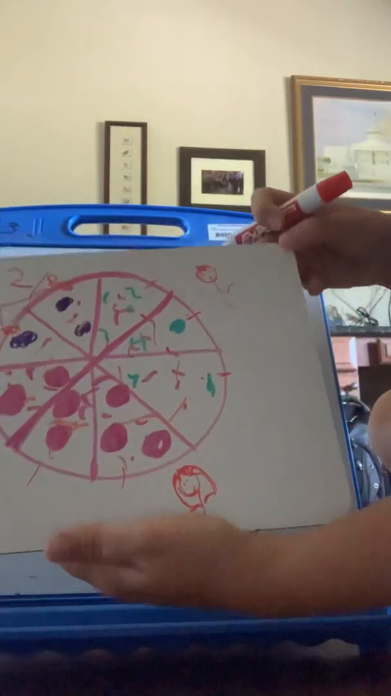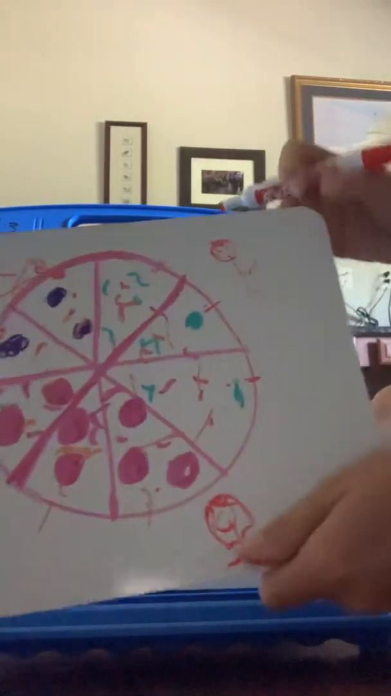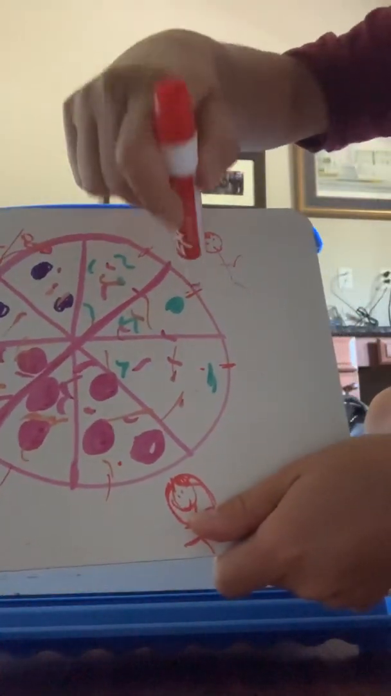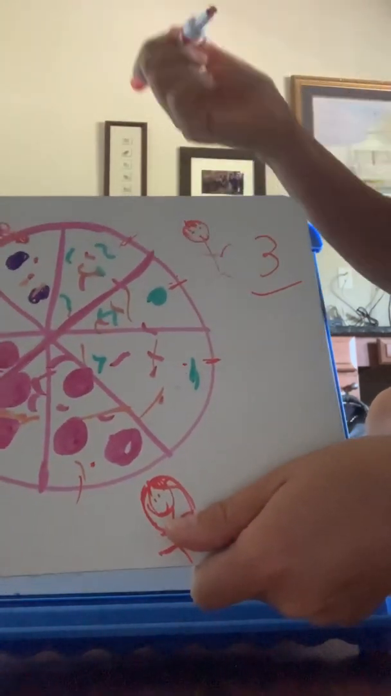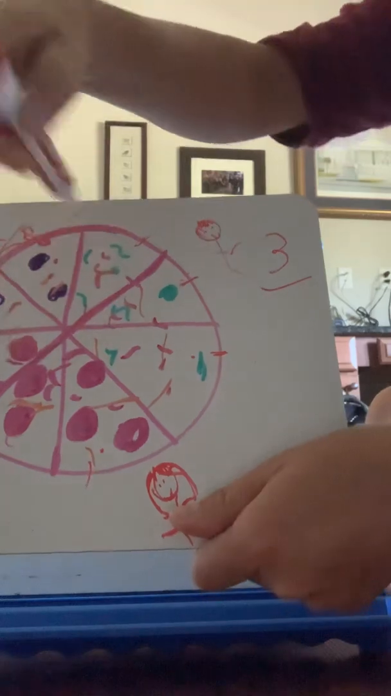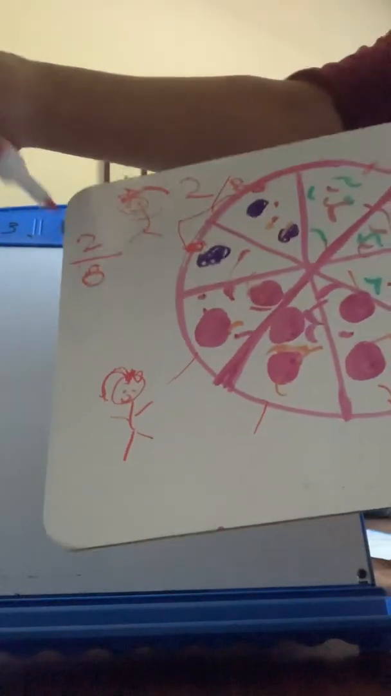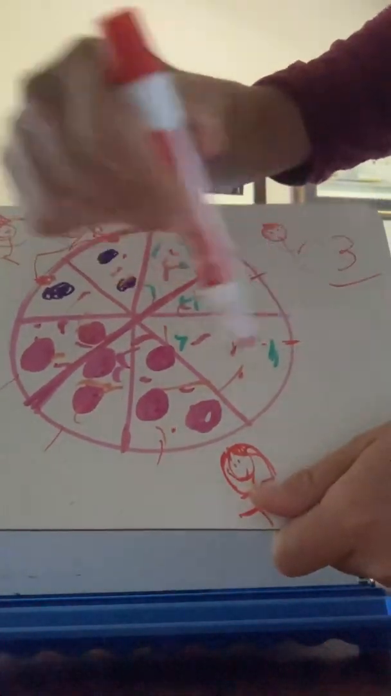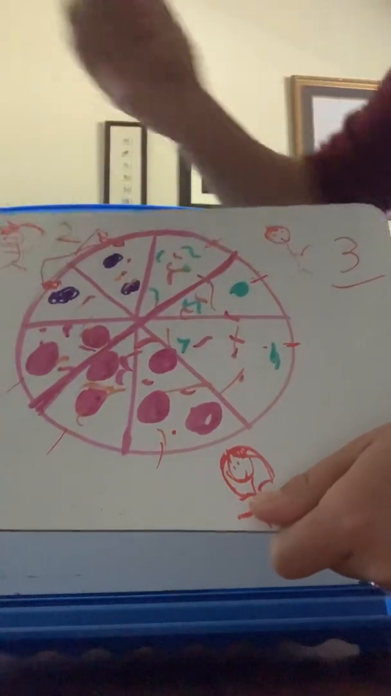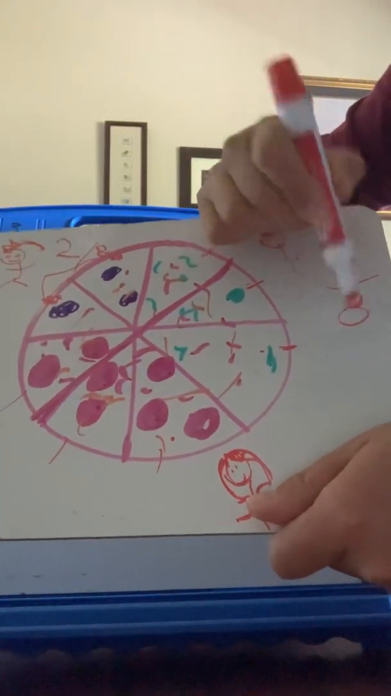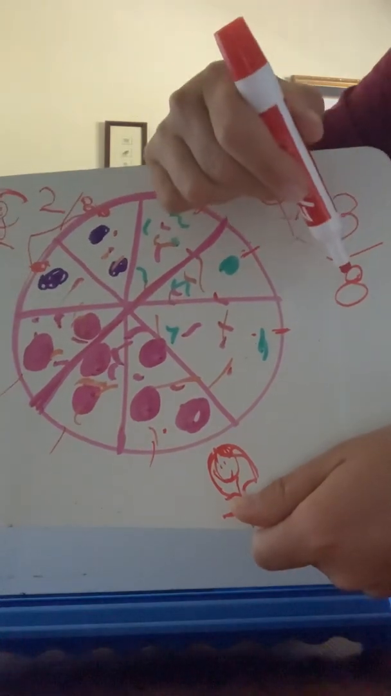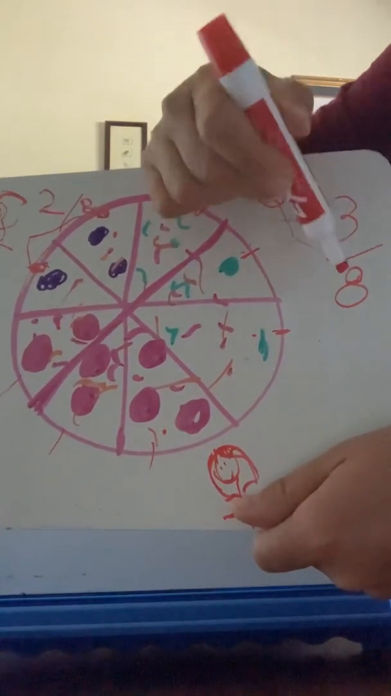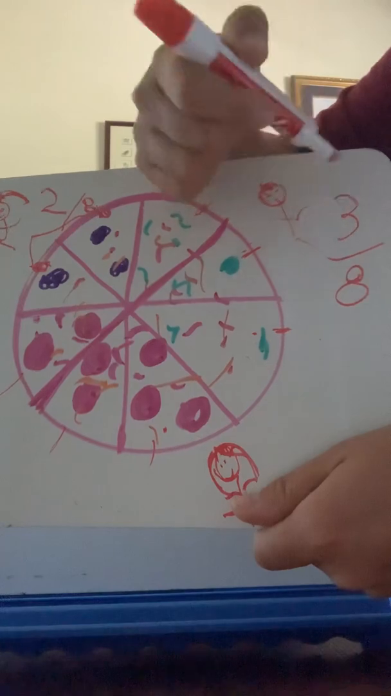Okay, look at Mr. Joe's. How many have the peppers? 1, 2, 3. 3 have peppers, but we said there's how many in the whole thing? 8, right? 1, 2, 3, 4, 5, 6, 7, 8. So how much has peppers? 3/8. Because 3 have pepper, 8 are in the whole thing.